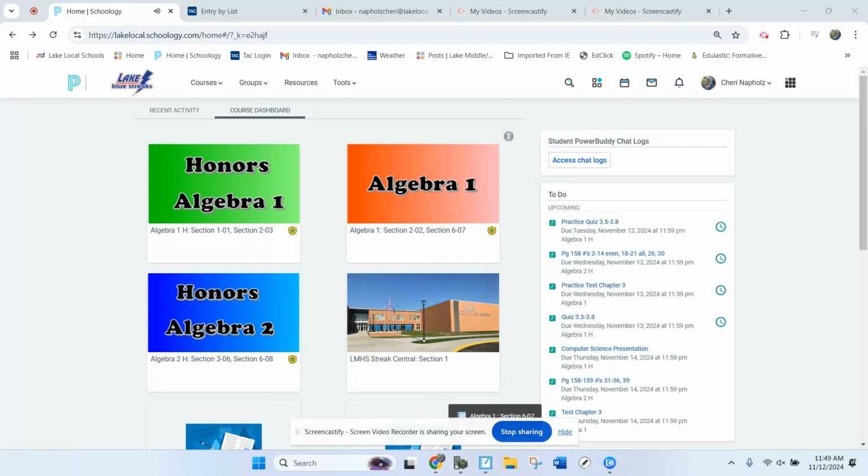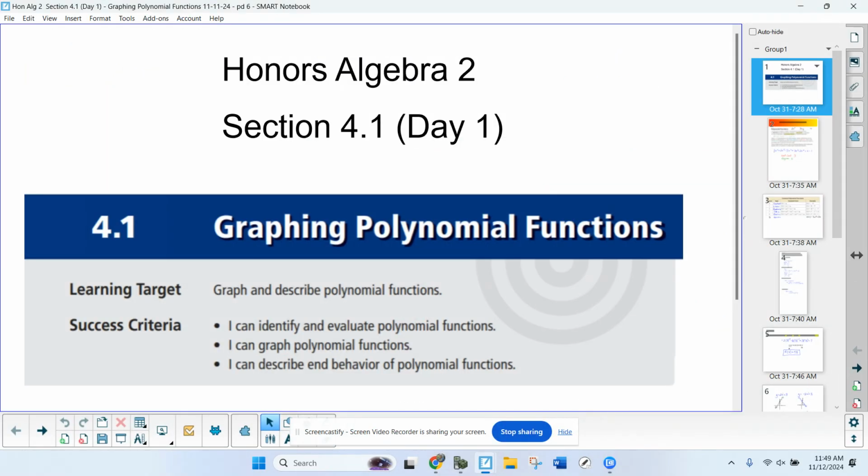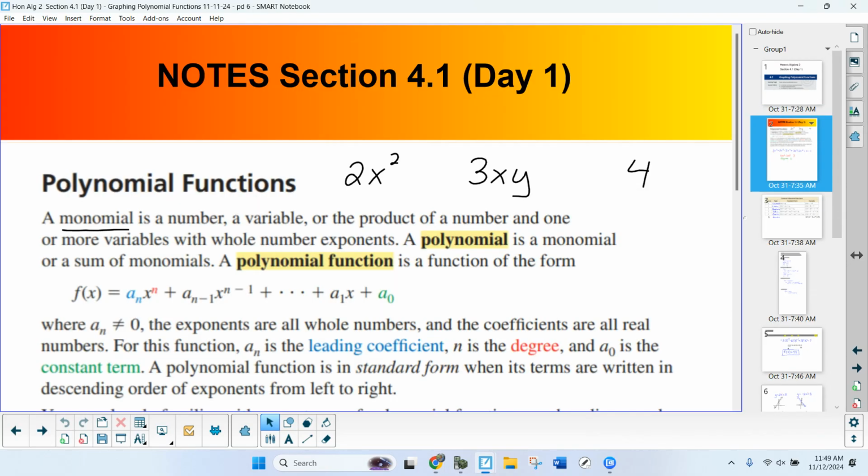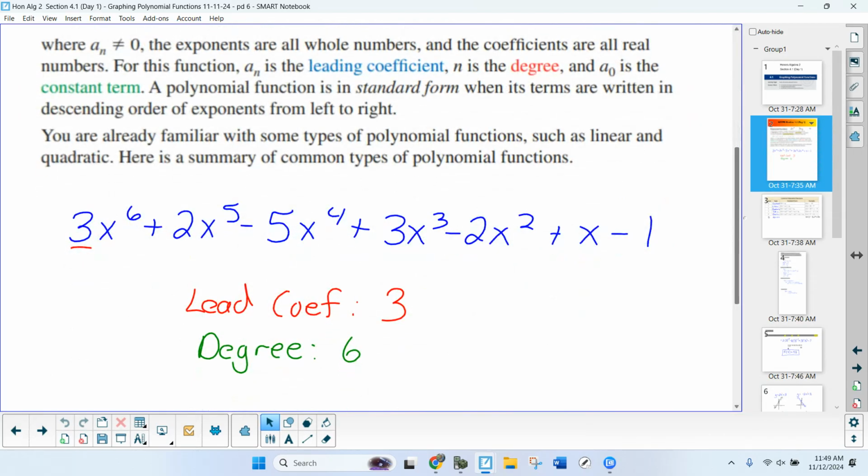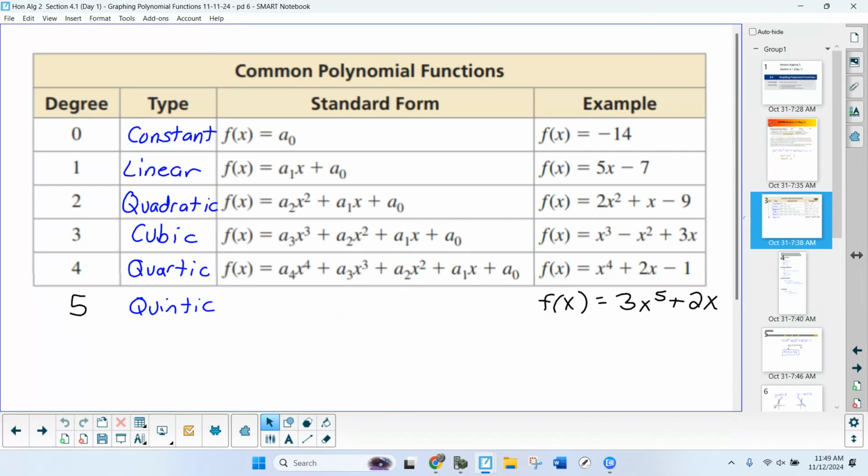All right. So remember yesterday, okay? Yesterday we talked about having a polynomial function in standard form, highest degree down to the constant. Leading coefficient is the coefficient out front. The degree is the highest exponent of the variables, okay? We talked about naming constant. Degree of 1 is linear, 2 is quadratic, 3 is cubic, 4 is quartic, and 5 we added was quintic.